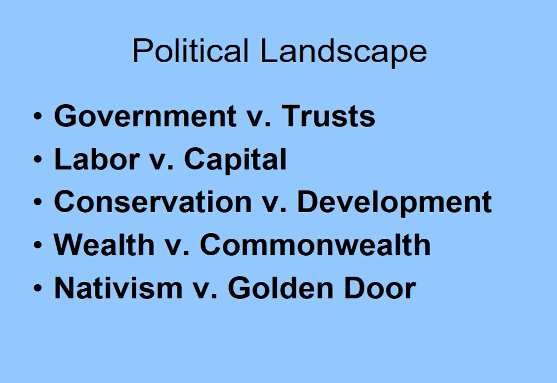And then, of course, you had wealth versus commonwealth. Wealth, again, referring to people who had a lot of money or just money in general, and how that's made in America. And then the commonwealth, or the good of the people. And then the last one here is nativism versus the golden door. And we talked about this when we touched on immigration. Do we restrict immigrants, or do we have this golden door and let everybody come in who wants to come to America? So these are some of the things that Roosevelt is going to have to address while he's president.